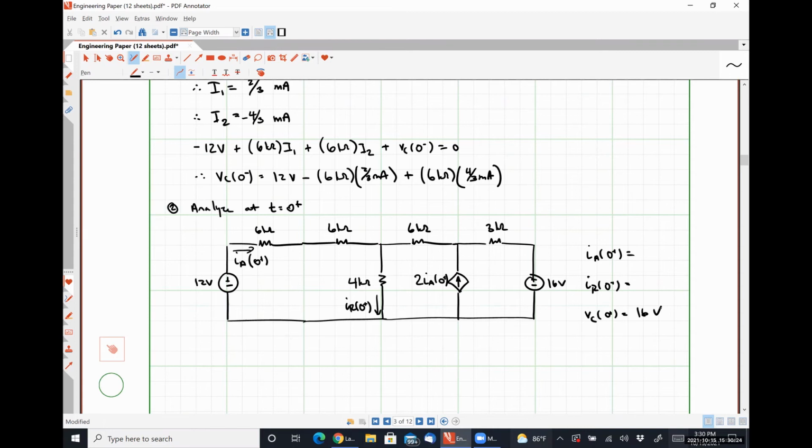So we are replacing our capacitor with a 16 volt source because the voltage drop across our capacitor at t is equal to 0 minus was 16 volts, okay? So at the exact instant in time, t is equal to 0 plus, since our capacitor voltage cannot change abruptly, whatever it was at t is equal to 0 minus, it must continue to be at t is equal to 0 plus. So that's why it's 16 volts, and it needs to have the exact same polarity as VC was defined to have.